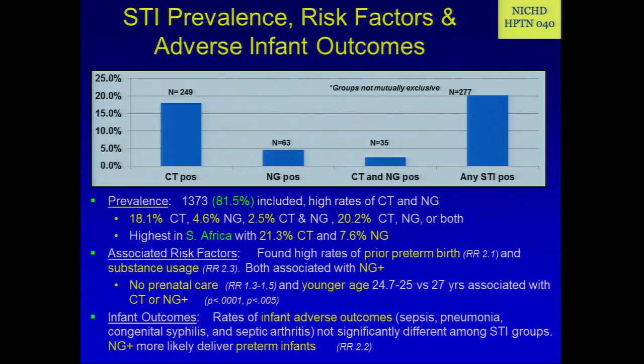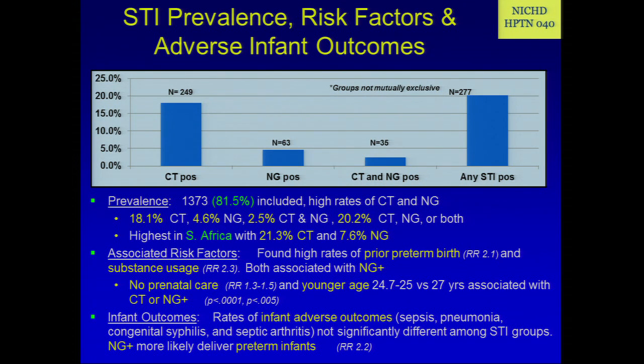In terms of our primary findings, we ended up looking at 1,373 urines, which was approximately 82% of the parent cohort. And we found extremely high rates of both chlamydia and gonorrhea. Overall, the chlamydia rate in the mothers was approximately 18.1%, and 4.6% for gonorrhea. Those co-infected with chlamydia and gonorrhea were about 2.5%, and overall in this cohort, approximately 1 out of 5 women were positive for chlamydia, gonorrhea, or both.